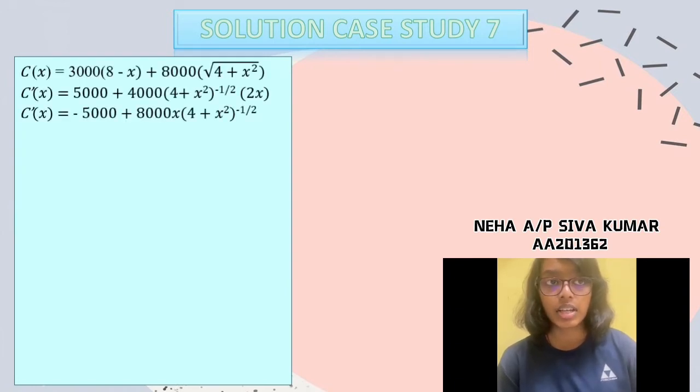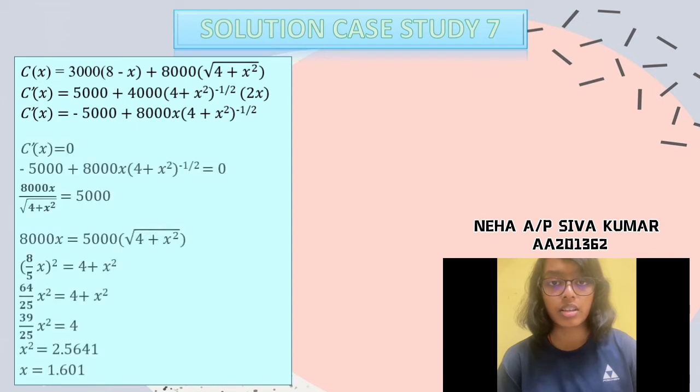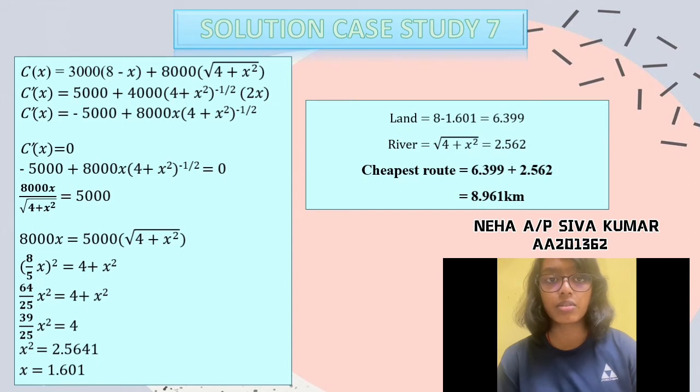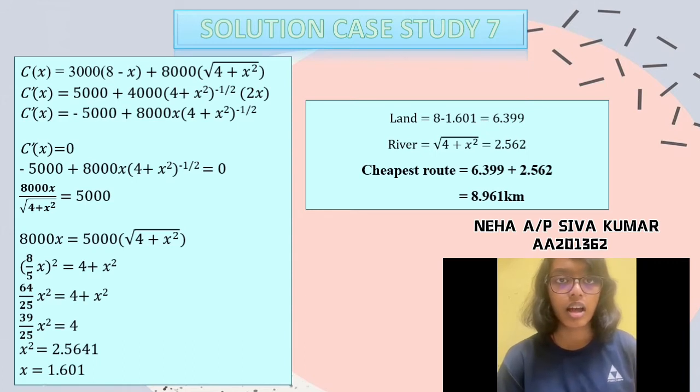To solve case study 7, first we need to differentiate the equation. After differentiating the equation, then put the equation equal to 0. Using that, you'll be able to find the value of x. After finding the value of x, it will be easier to find the cheapest route to apply the wires. For the answer that I got, the cheapest route is 8.961 kilometers.